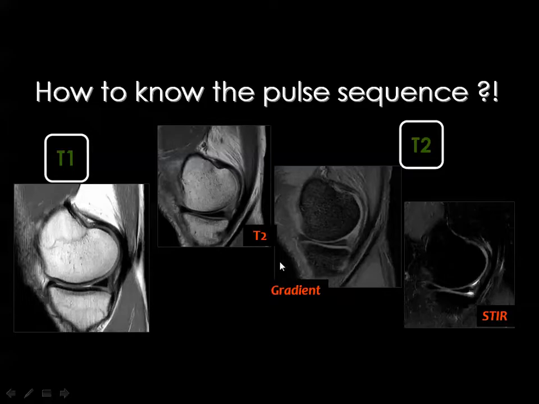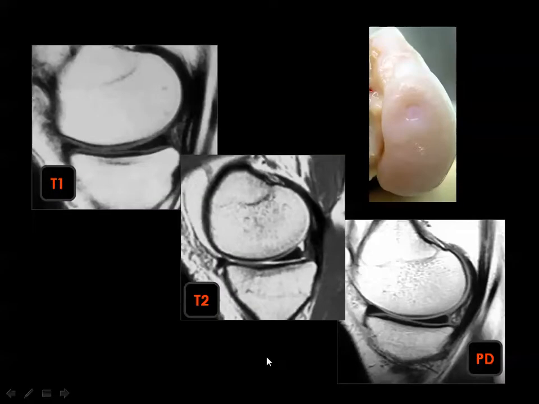Then you should know that the T2, the gradient, and the STIR images all belong to the T2 weighted images, meaning that in the T1 weighted image, the fat is bright. In the T2 weighted images, the fat is dark. And in the T1 weighted image, the fluid is dark. And in the T2 weighted images, the fluid will be bright. You know that the fluid is the opposite of fat in appearance in MRI.